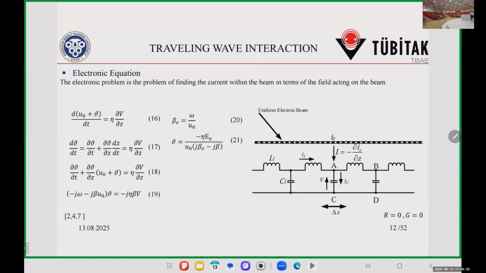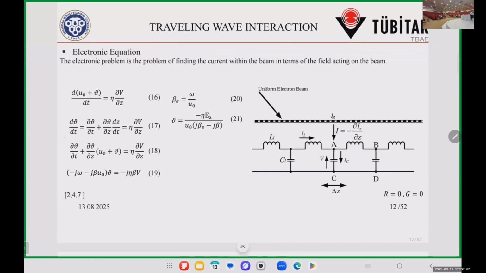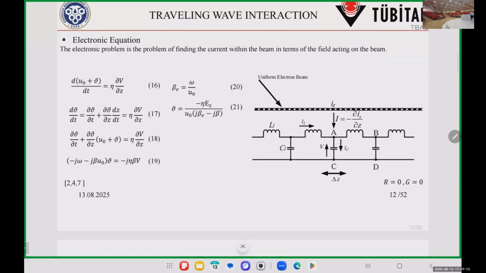After that, we can write the AC component of electron velocity as partial derivatives: dV divided by dt plus dV divided by dz times dz divided by dt, the right hand side of this equation 17.